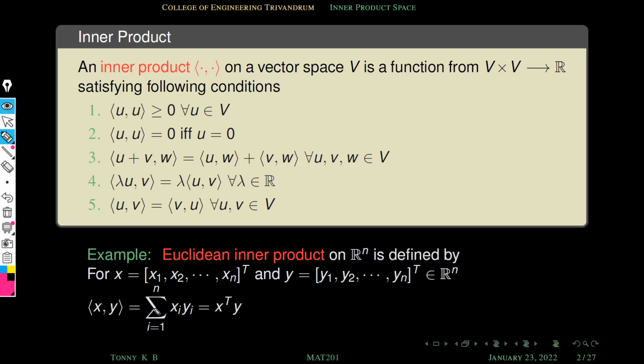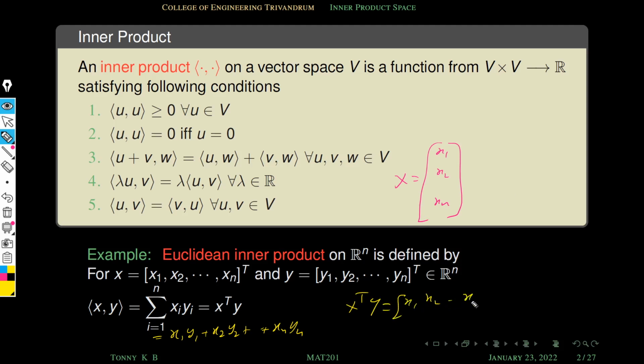That's all. Then the inner product of x, y is defined as the sum from i equal to 1 to n of xi yi. That means x1 into y1 plus x2 into y2 etc. plus xn into yn. This is the definition of the inner product, and we can denote this inner product as x transpose y. Why? x is a column vector like this. So what about x transpose y? x transpose becomes a row vector, like this one: x1, x2, etc. xn. Clear? Because x is a column vector, x transpose is a row vector.